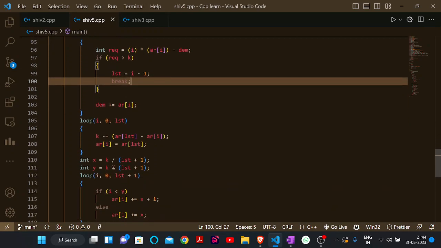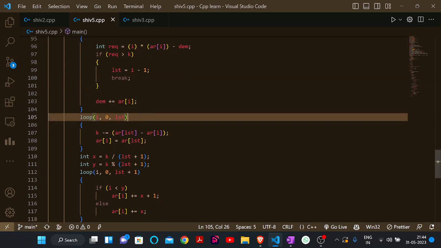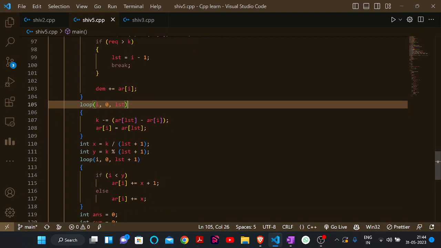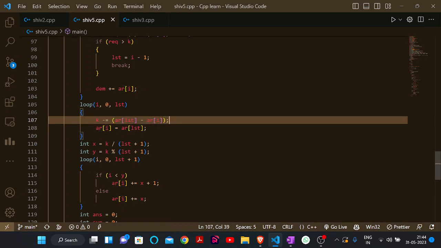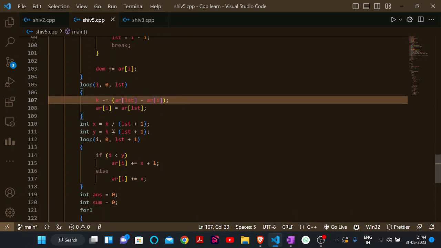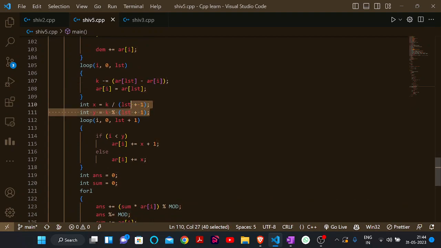So now as of now we know that at index last we can make all elements equal to last that are occurring before this LST. So from 0 to LST, what I am doing is calculating the value of k. That will be array of LST, which we want to make this array of I, minus array of I. So this much operation we have performed on this particular index I, and I have converted array of I equal to array of LST. Now maybe we have been left with some operations k.